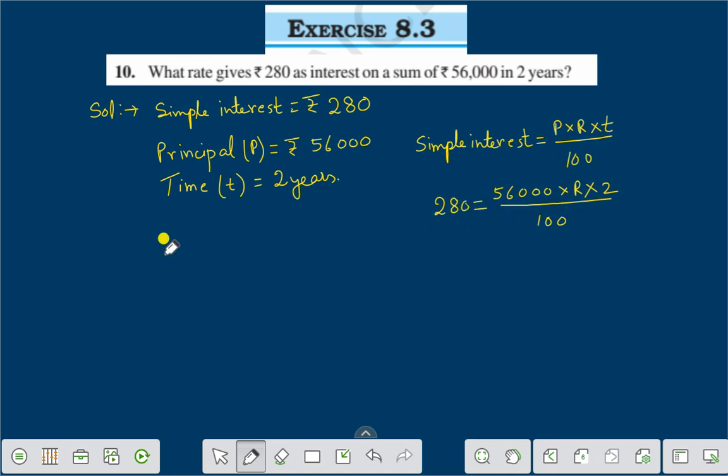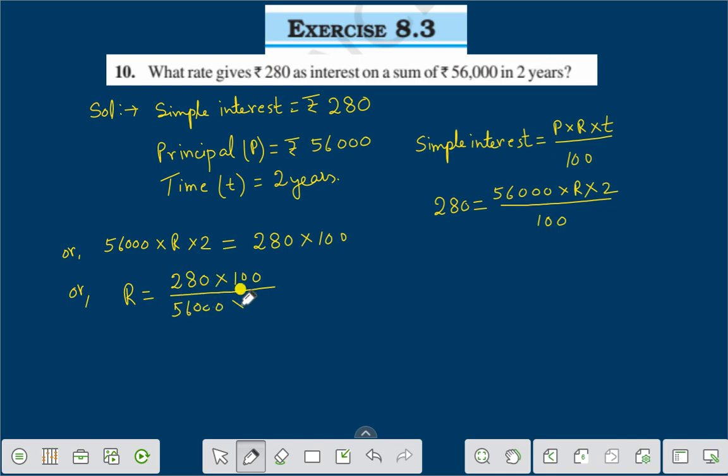Right. If we cross multiply, we will get 56,000 into R into 2 is equal to 280 into 100, or R is equal to 280 into 100 by 56,000 into 2. For this, the zeros will cut, this 0 and this 0, this 0 and this 0, and this 0 and this 0 will be cut.